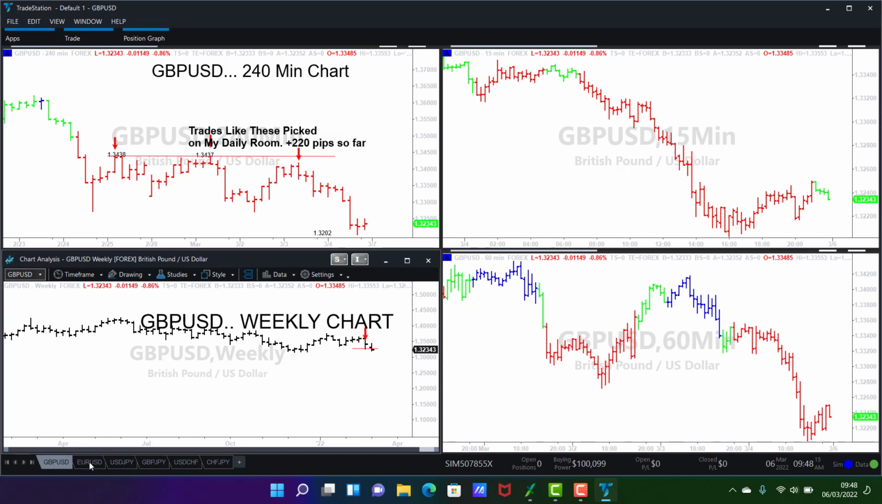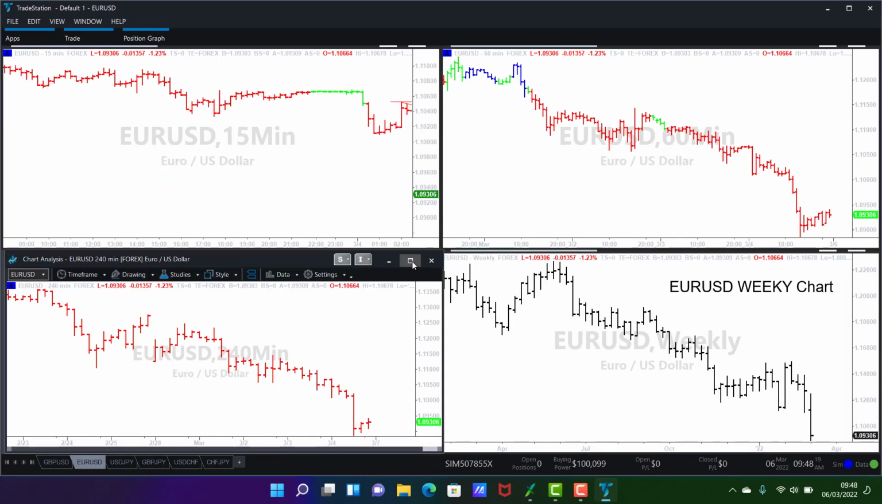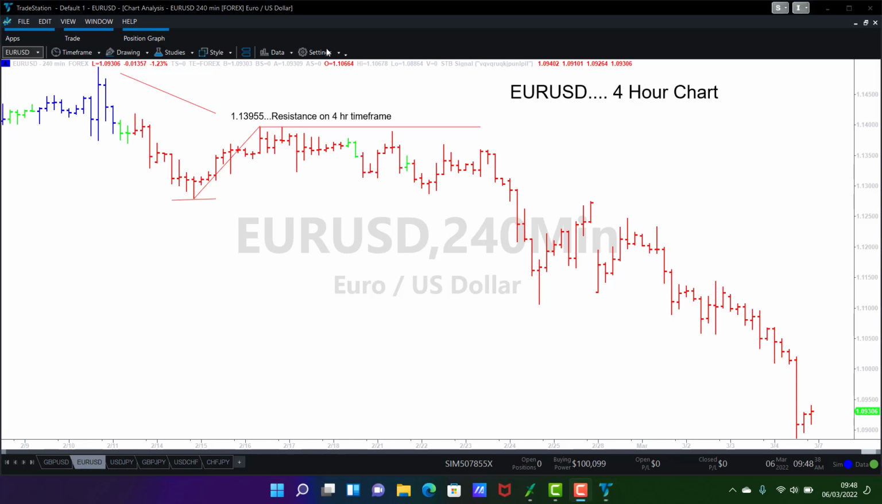Go to another market. We'll go to euro dollar. The exact same thing, folks. Weakness. Look at the 4-hour chart again. I put this up: 113.95 resistance on the 4-hour time frame. Market goes up. That there is a lower high than any high over to the left of the chart, and the market comes down. Lower high. This is a lower high than this high, and then the market falls.